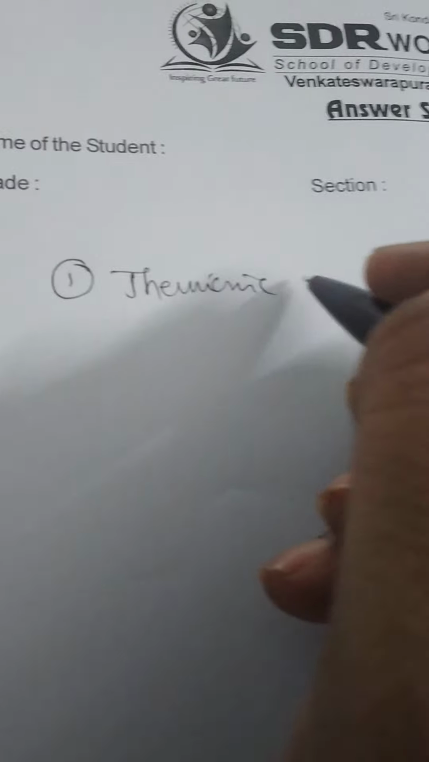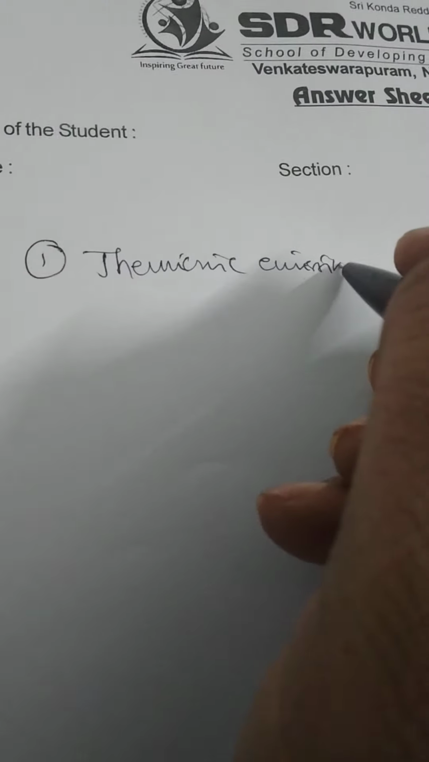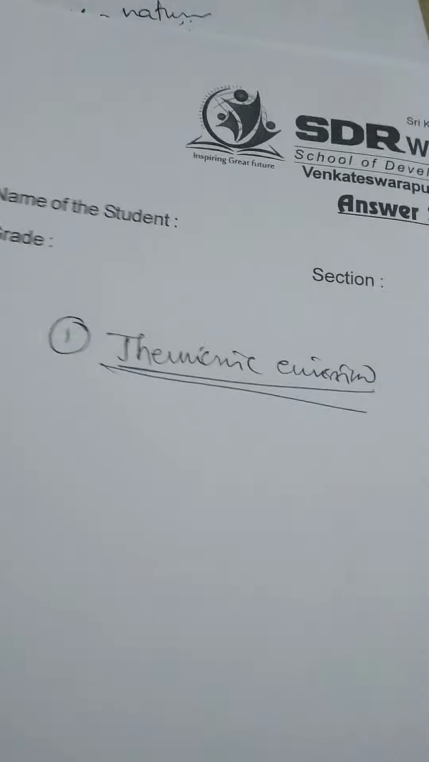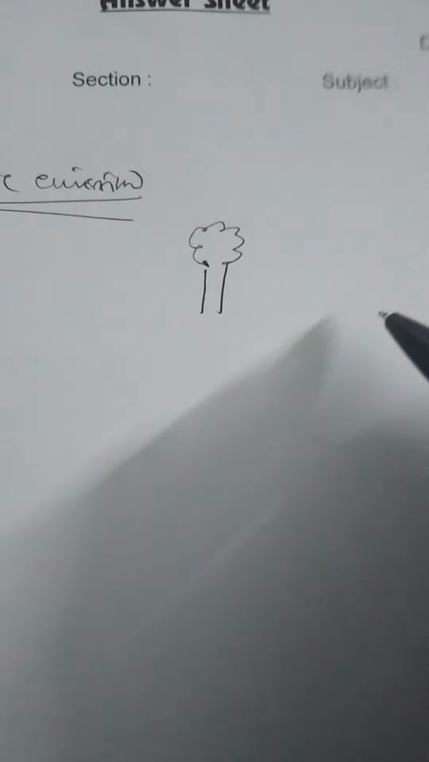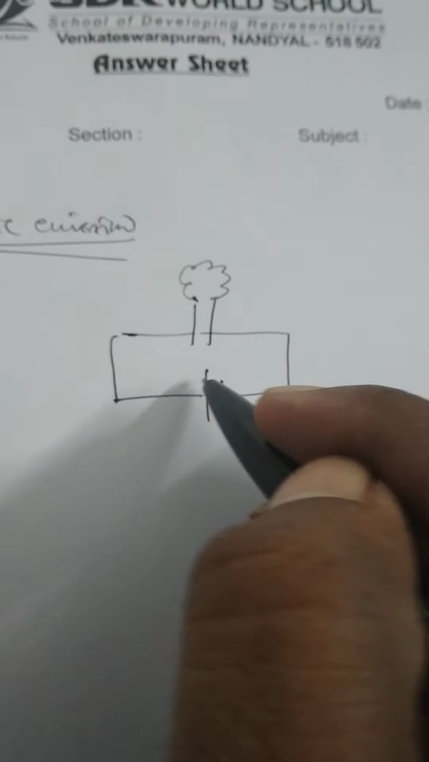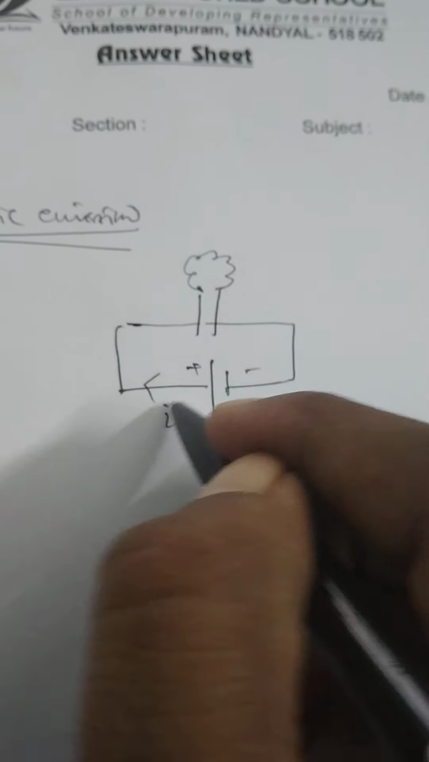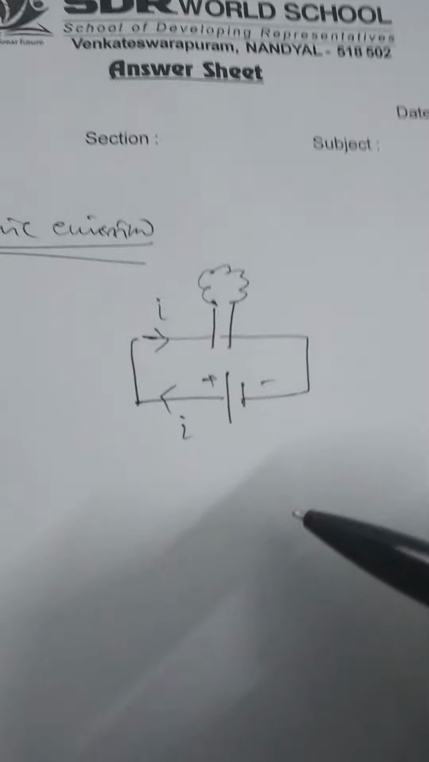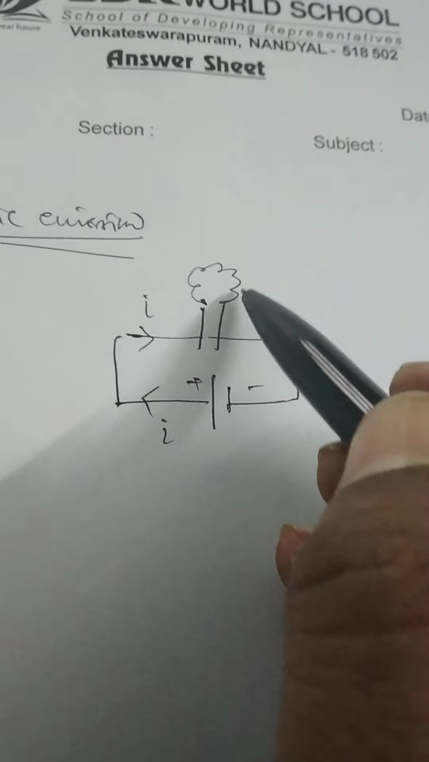So what is meant by thermionic emission? Suppose this is the filament of an electric bulb. Now, a current is made to pass through the filament, with positive and negative polarities. I is the current passing through the filament. The filament also offers some finite resistance.